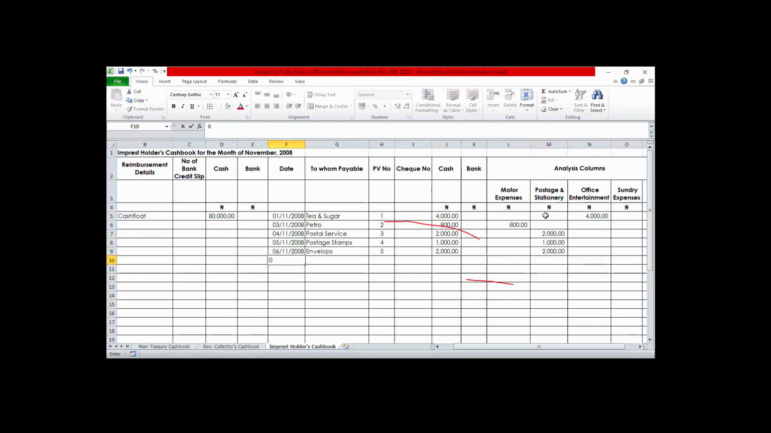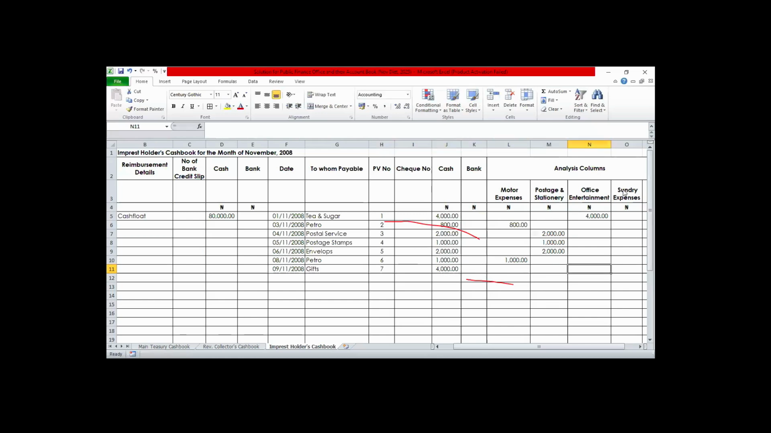Purchase of petrol, November 8, 1,000 naira. Petrol. Motor expenses. The next one. November 9, gift, 4,000 naira. How much? 4,000 naira. That will be under sundry.